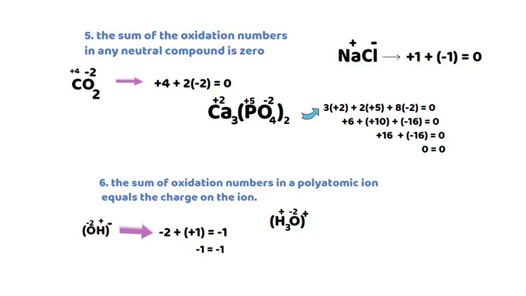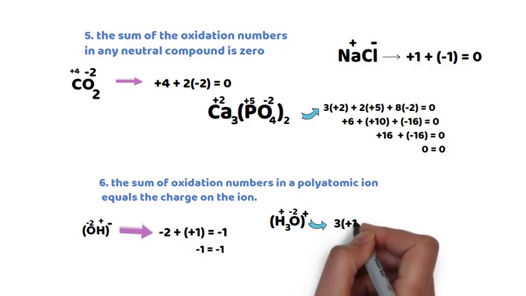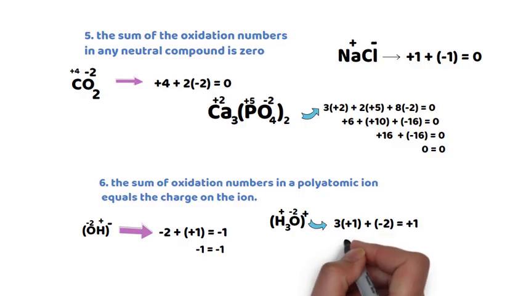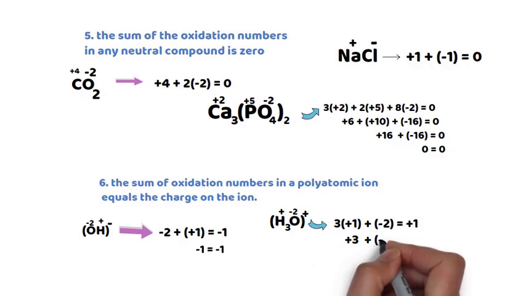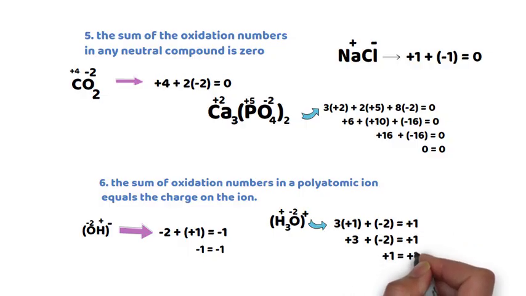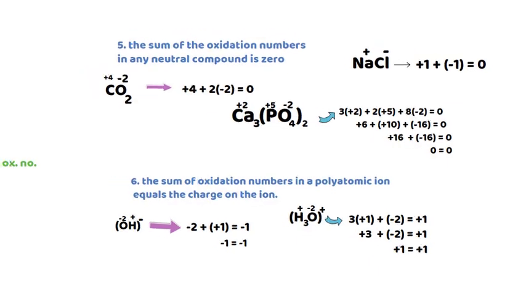The oxidation number in hydronium ion is equal to +1. The oxidation number of hydrogen in hydronium is +1. The oxidation number of oxygen in hydronium is -2. Therefore, 3 times +1 plus -2 equal to +1. 3 plus -2 equal to +1. +1 equal to +1.